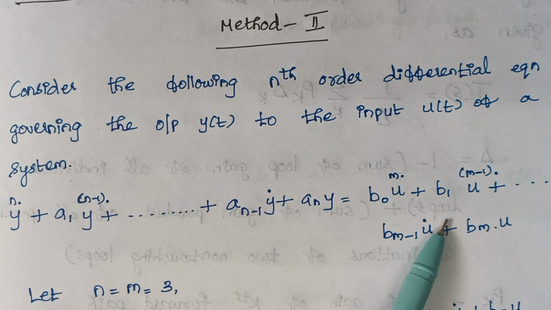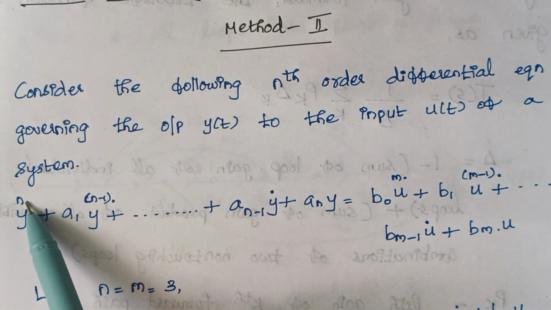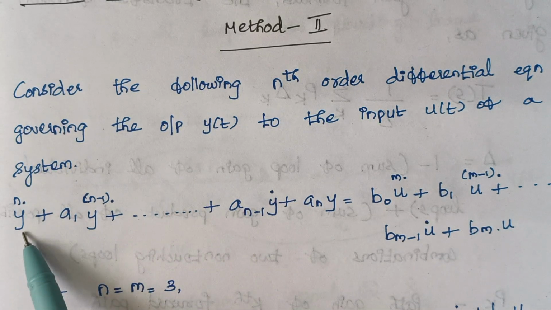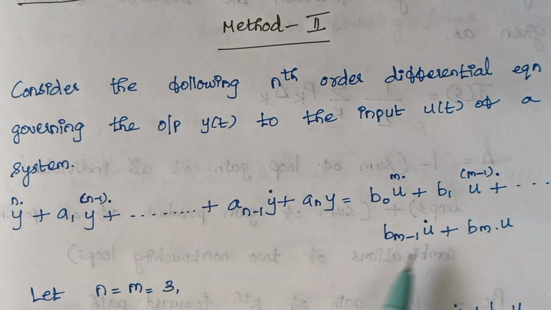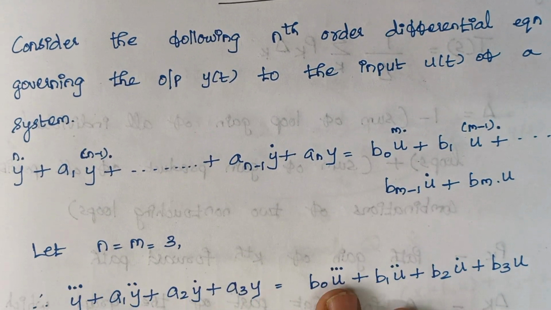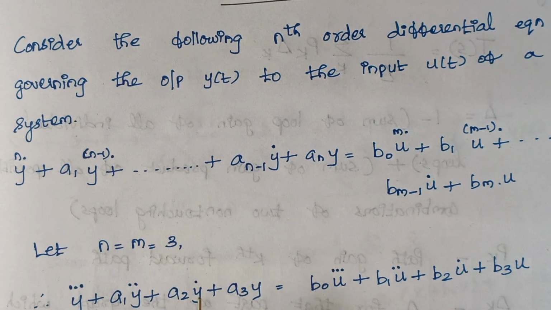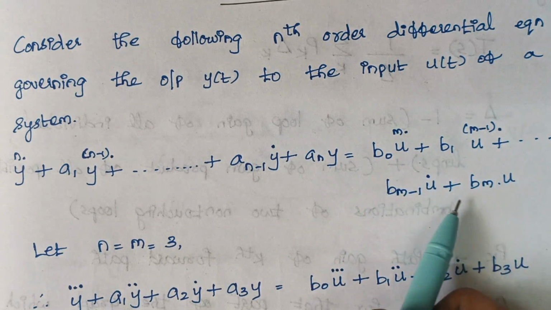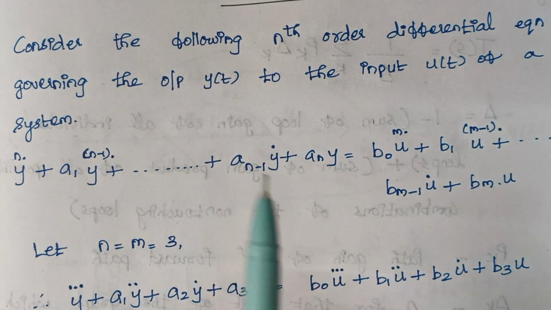So this is our differential equation, right? So here the dot represents the differentiated form. That is, y is in the differentiated form, right? So here this is our expression, right? Now here we are considering the value of n is equal to 3 and m is also equal to 3, right? And here this u of t corresponds to the input and here this y represents the output.